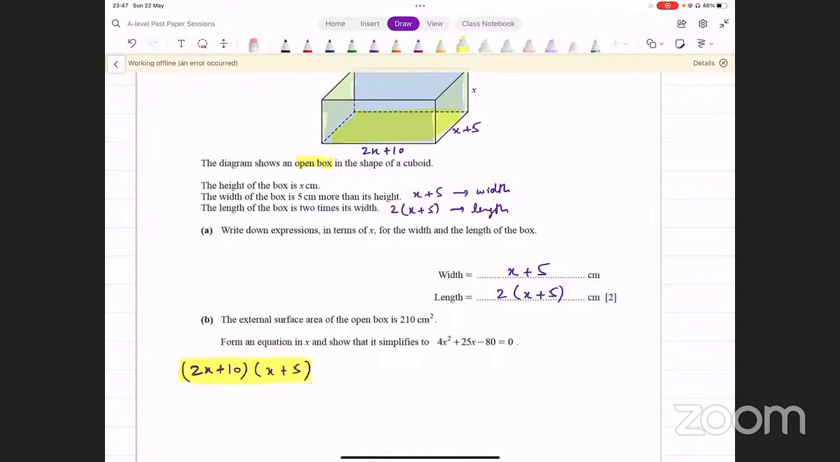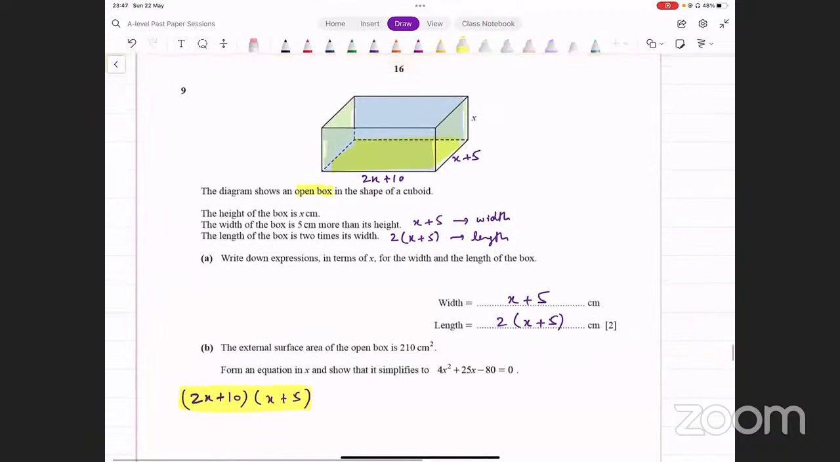ठीक है. Now the faces on the right side and on the left side. Right और left जो faces हैं वो evaluate कर लें. Right वाला कितना है? x plus 5 into x.